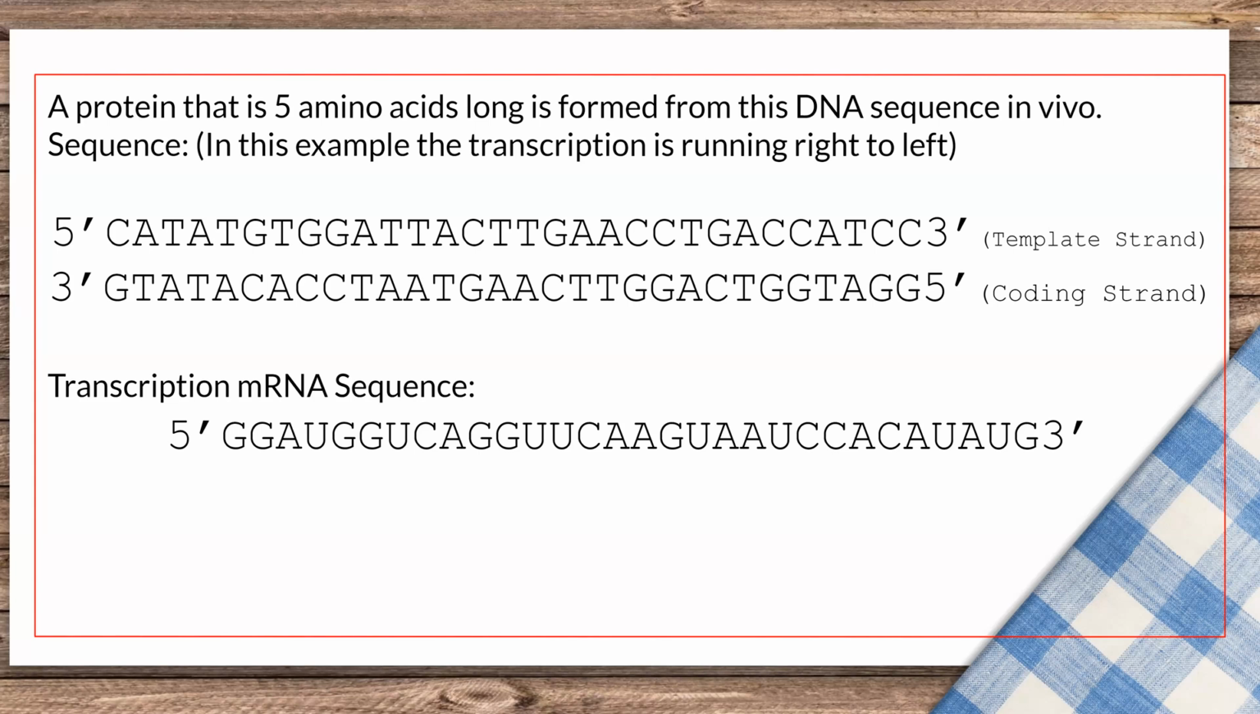To transcribe, we use the template strand in a 3' to 5' direction and add our perfect complement base pairs. Every time we see a C, we make it a G. Every time we see a T, we make it an A. Every time we see an A, we make it a U. And every time we see a G, we make it a C, etc.